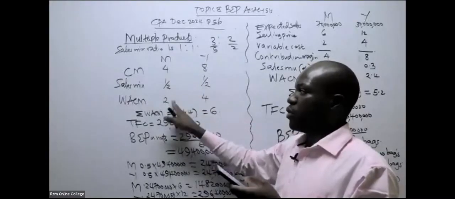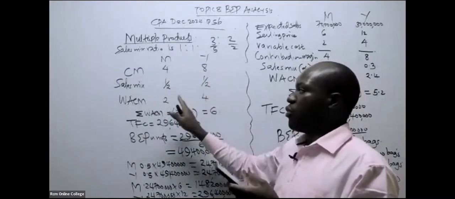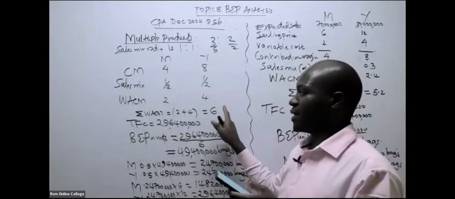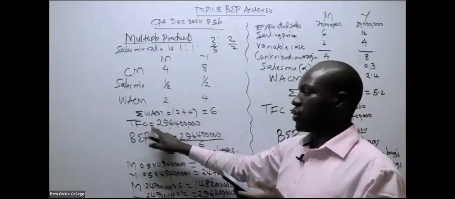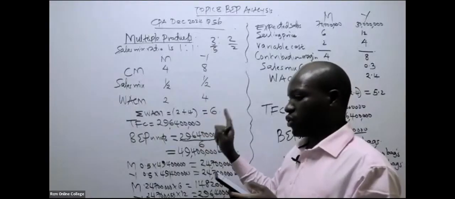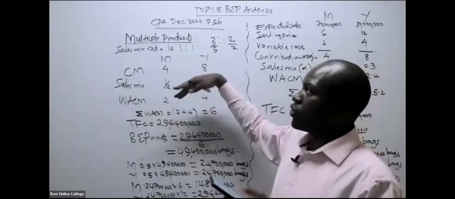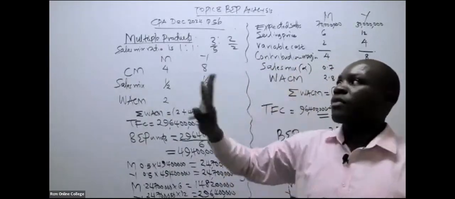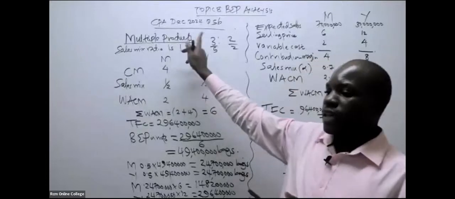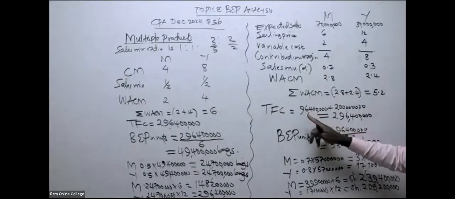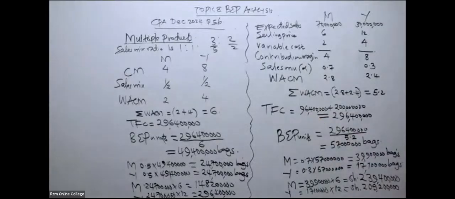0.5 by 4 will be 2. 0.5 by 8 will be 4. When I add the 2, I'm getting the summation of weighted average contribution margin, which is 6. Total fixed cost, 296,400,000. That's our total fixed cost. So under this proposal, our total fixed costs are not affected. The only thing that is affected is the sales mix ratio. That's why under total fixed cost, I've taken this figure.